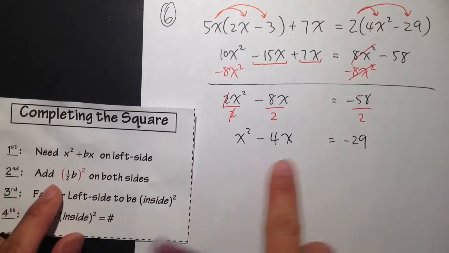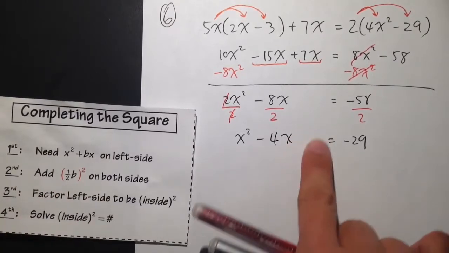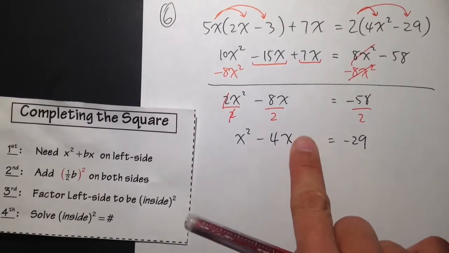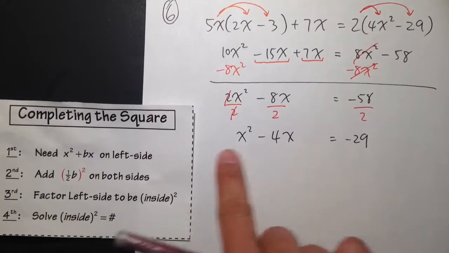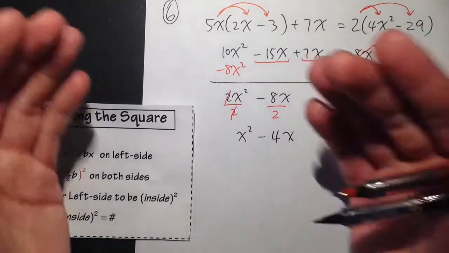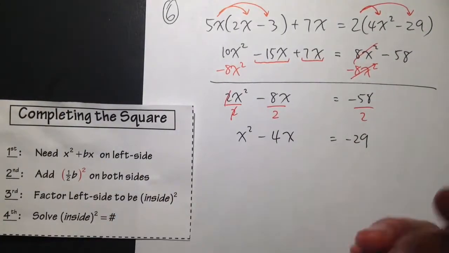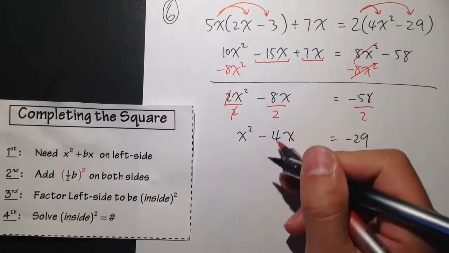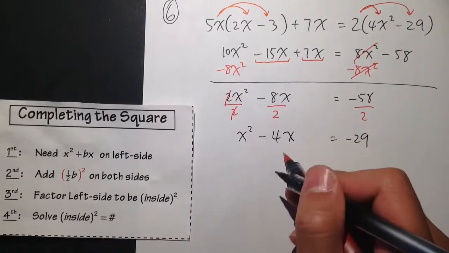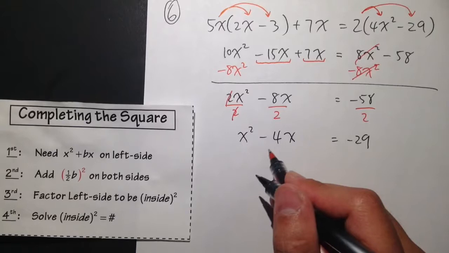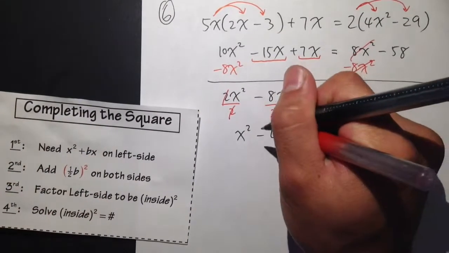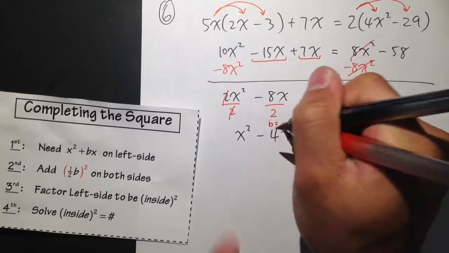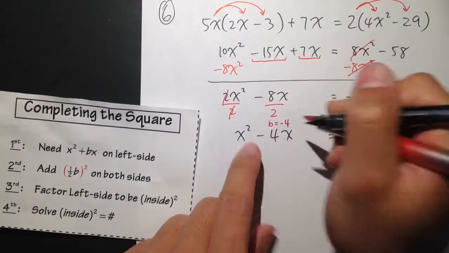And what we need to do is, and you see how I purposely leave a space right here, because we need to think about what number to add on both sides, so that the left hand side will be factorable, and you will factor into a perfect square. To figure that out, we need to note the value of b, and b is the number in front of the x. So in this case, b is equal to negative 4.